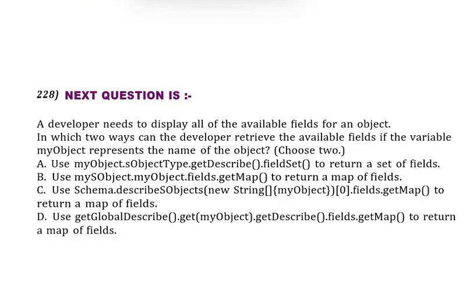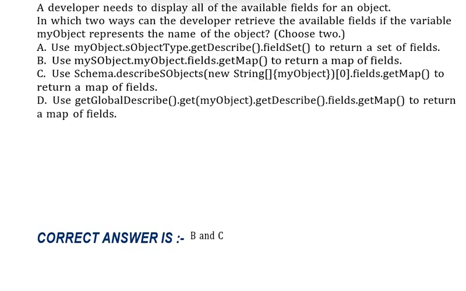Question is a developer needs to display all of the available fields for an object. In which two ways can the developer retrieve the available fields if the variable myObject represents the name of the object? Choose two options. Please see the options as option A, B, C and option D. Correct answer is option B and option C.